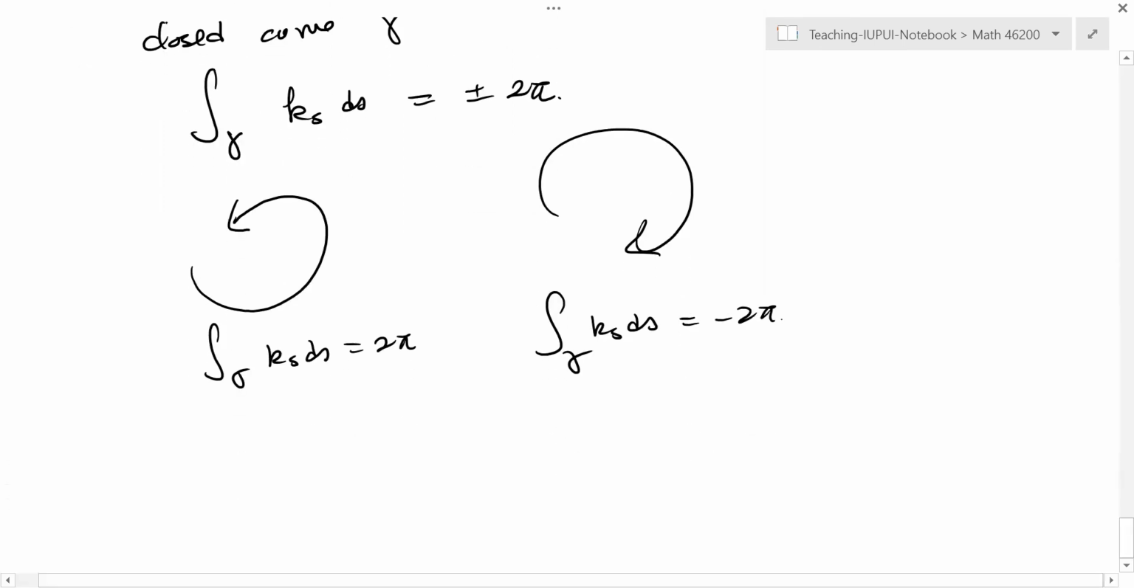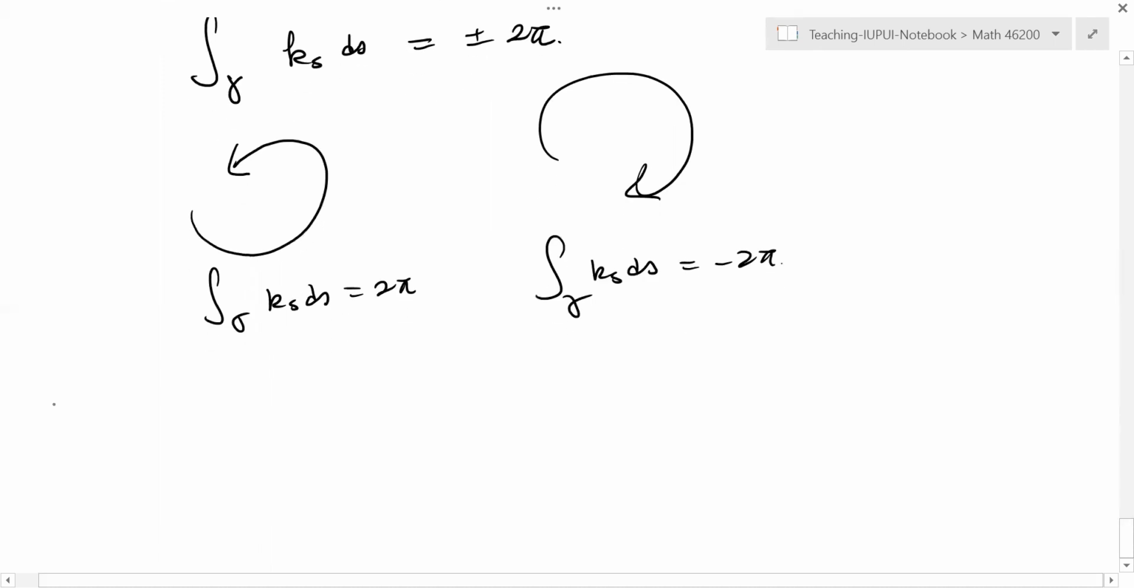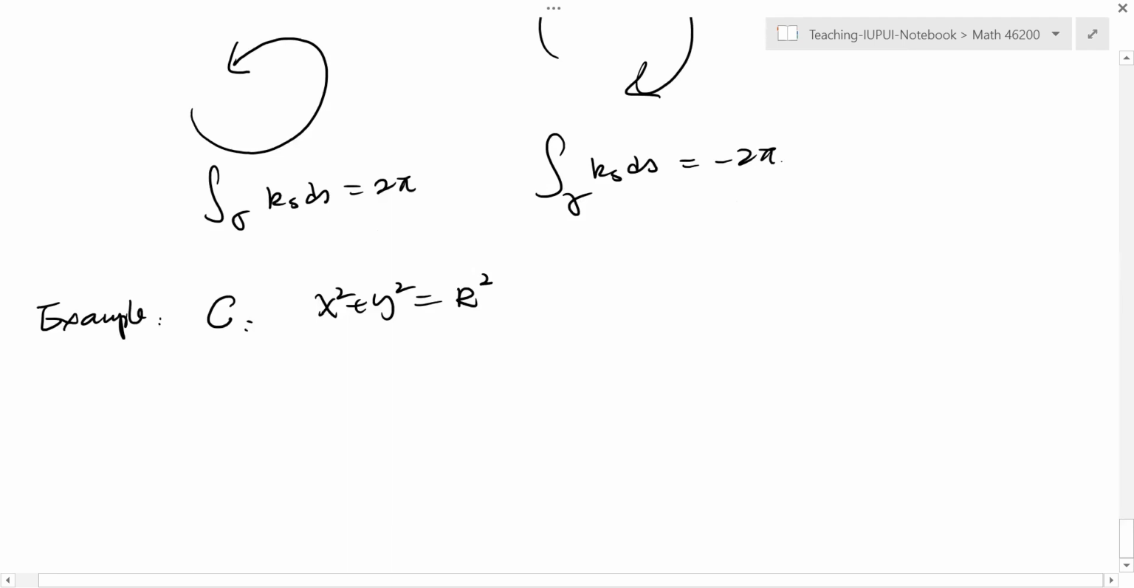Okay, why is this true? All you have to do is just look at the case when it's a unit circle or the circle with radius r. Let's take a look at an example. Consider the circle with a radius r. It depends on our parameterization of the signed curvature. How do you find the signed curvature? Do you still remember?